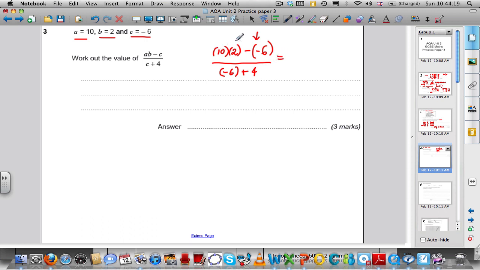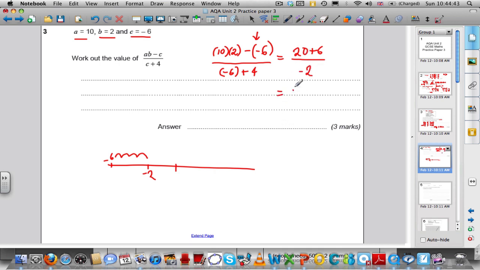Okay, let's work out the top. 10 times 2 is 20. Minus negative 6 is a plus 6. And negative 6 plus 4, don't get yourself confused here, you're at negative 6 on the number line. You add 1, 2, 3, 4, you get yourself to negative 2. So on the bottom must be negative 2.